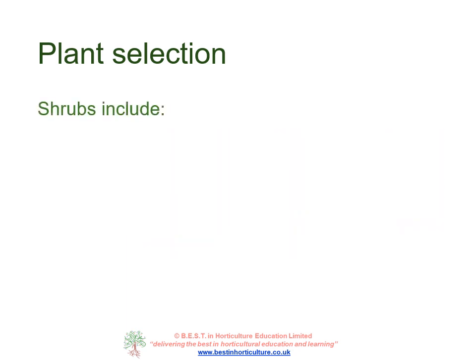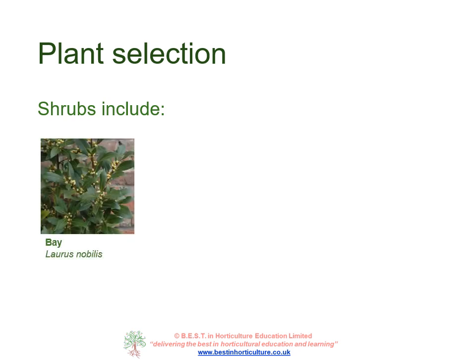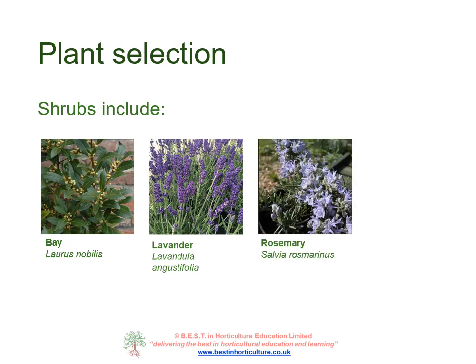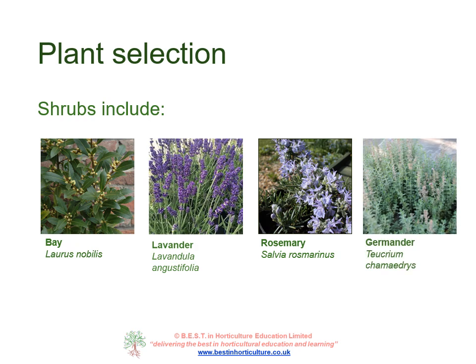And finally, true shrubs, which include bay, Laurus nobilis, lavender, Lavandula angustifolia and its cultivars, rosemary, the now renamed Salvia rosmarinus, and germander or shrubby germander, Teucrium chamaedrys. This latter plant is used as a medicinal herb for the treatment of gout, but it also makes a useful low-growing hedge as a supplement or an alternative to box.